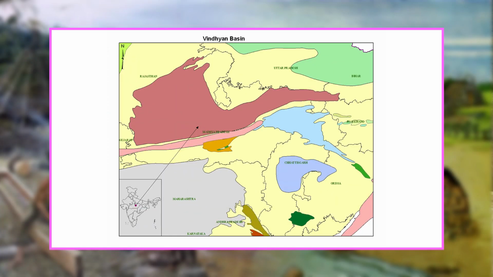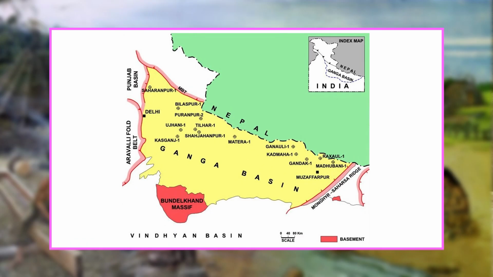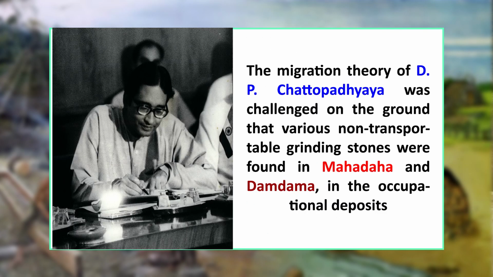The people who were living in the Vindhyan stretches migrated to the Ganga Valley because of the scarcity of water and food. But the migration theory of Chattopadhyay was challenged on the grounds that various non-transportable grinding stones were found in Mahadaha and Damdama in the occupational deposits.